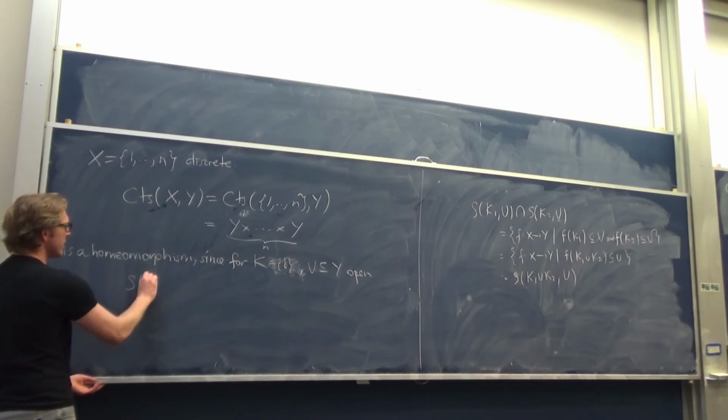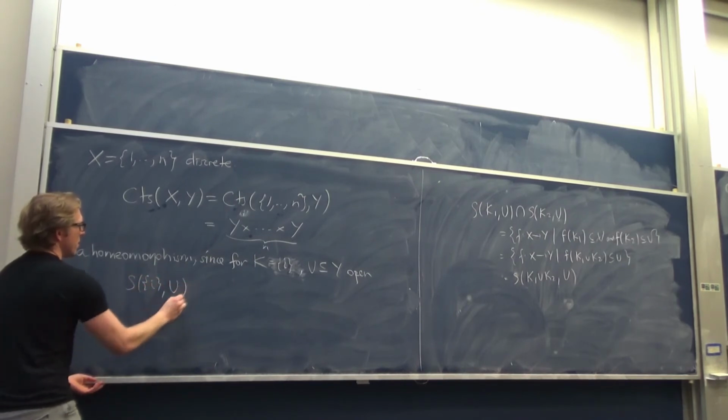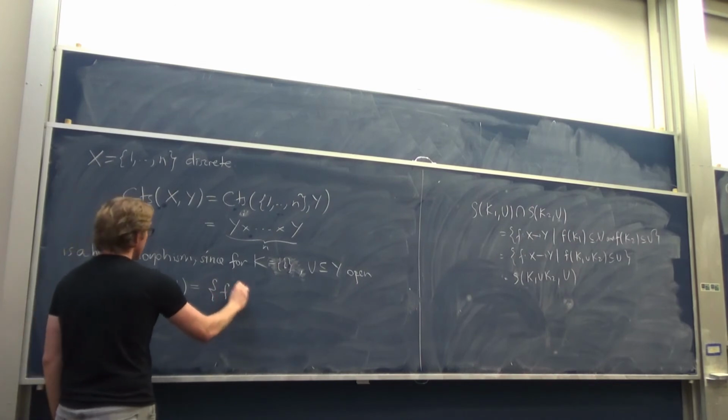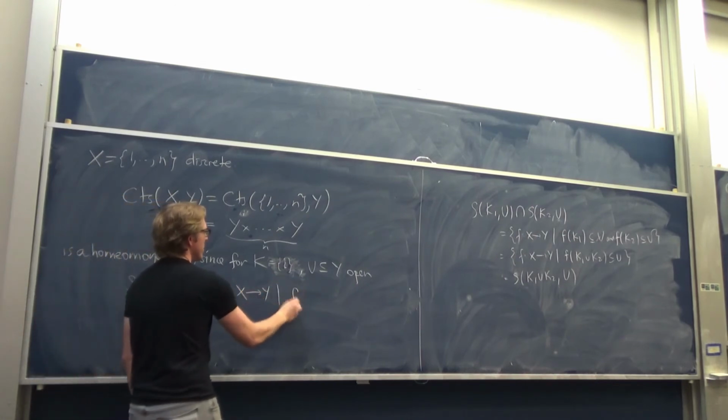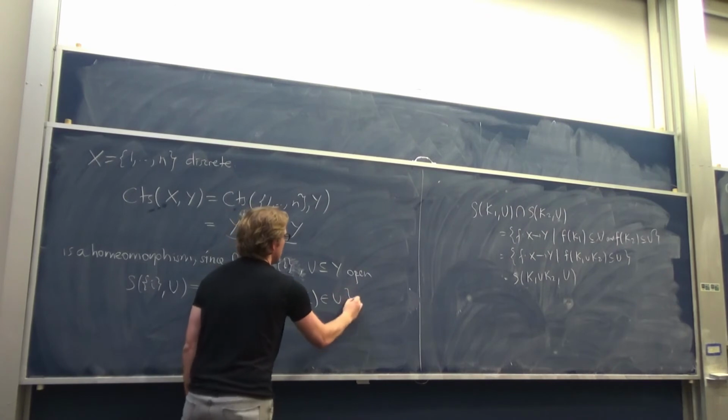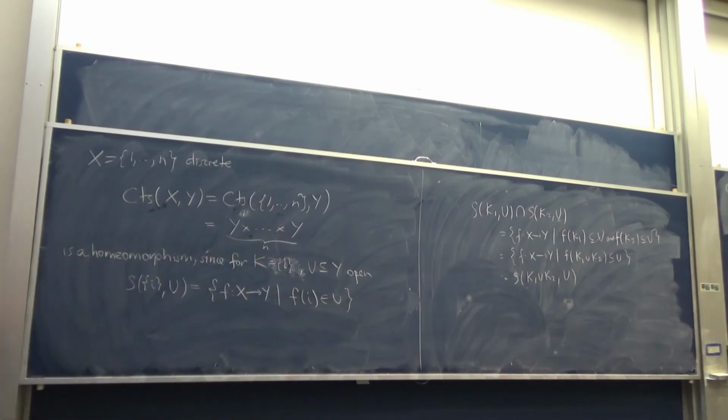So what is this subset? Well, it's all those functions from X to Y such that f(i) is in U.